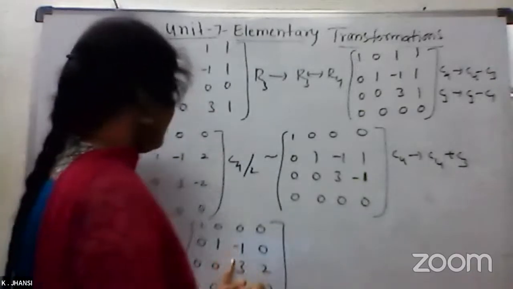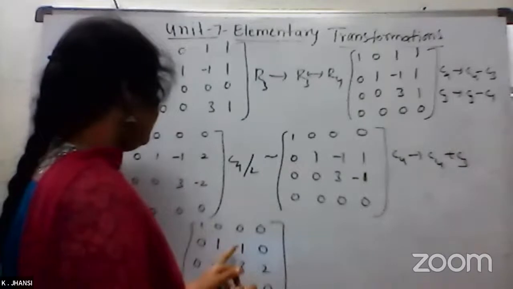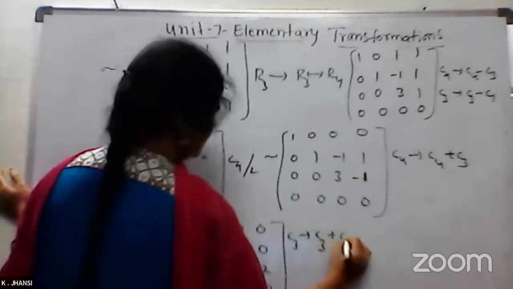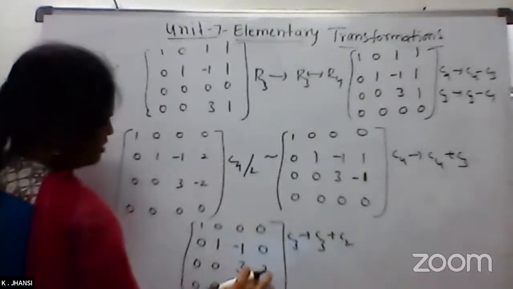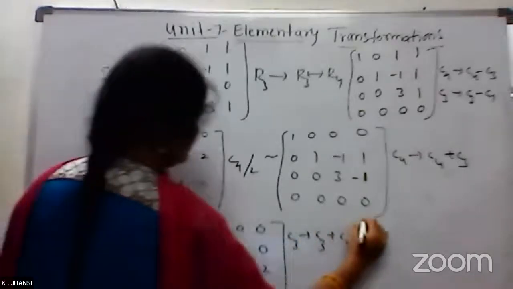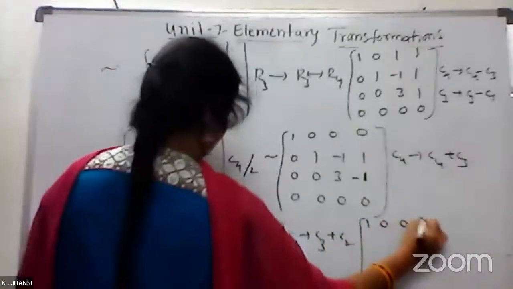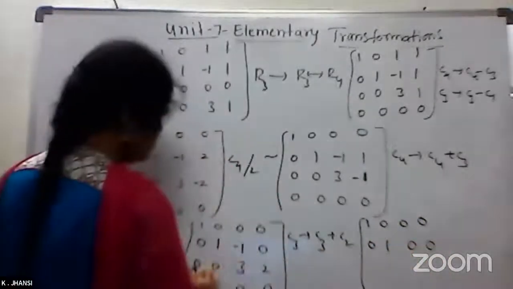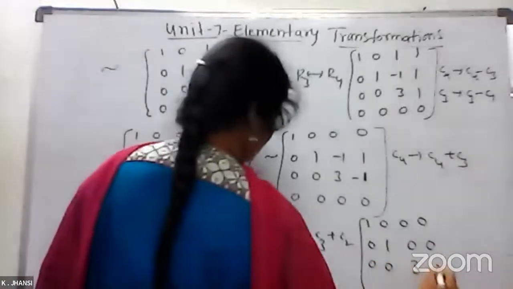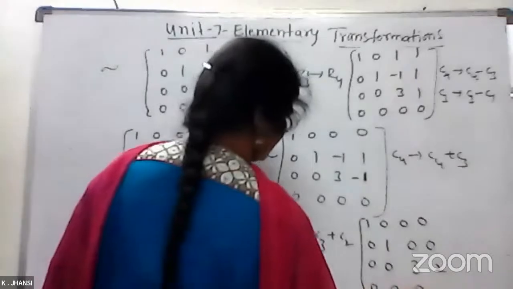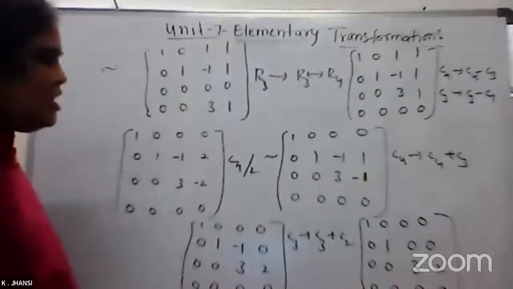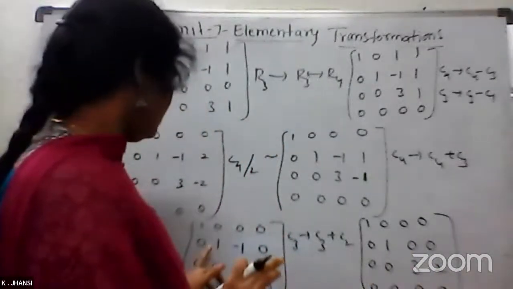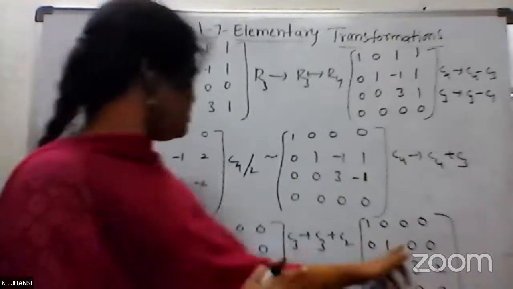Now we have to make these zeros. Minus 1 plus 1, that is C3 is C3 plus C2. So 1 0 0 0, 0 1 minus 1 plus 1 is 0, 0. Next 0 0 3 2, 0 0 0 0. Now what is left: 3 is there and also 2 is there.